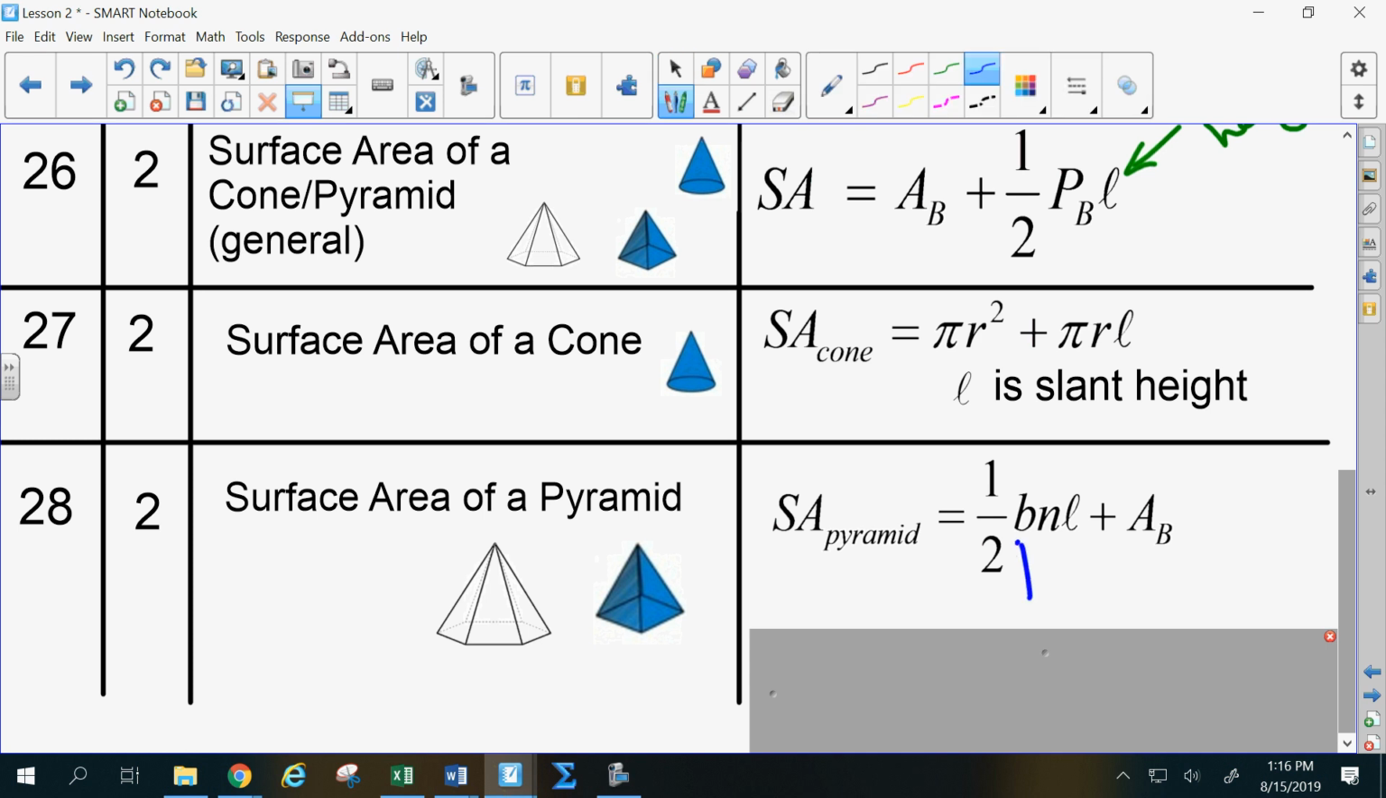B is one side, one edge of the base. Because we're taking all of these triangles, it would be the base of one triangle, and if we took that times however many, we'd have the perimeter around that. And again, don't try to memorize formulas 27 and 28. That's just modeling. You just substitute in to formula 26. Memorize 26. Anything else?